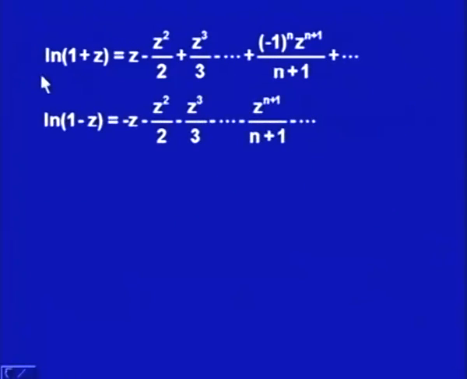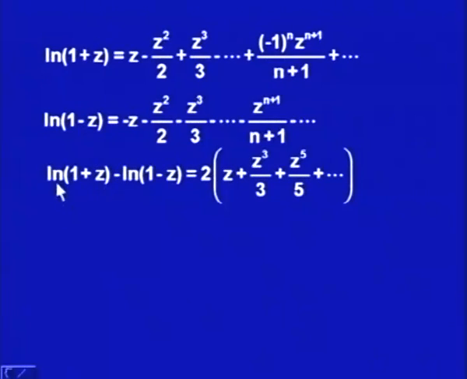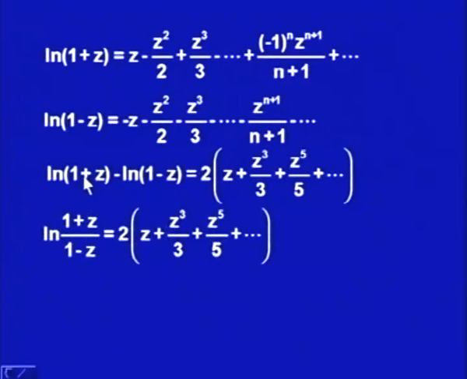Similarly, from this we can derive the Taylor series for the function ln of 1 minus z by replacing z by minus z in this series. So, we will have the series with all negative terms. So, if I subtract the two series, then it is ln of 1 plus z minus ln of 1 minus z is 2 times z plus z cube by 3 plus z 5 by 5 and so on. And this expression can also be written as ln of (1 plus z) over (1 minus z) is equal to 2 times z plus z cube by 3 plus z 5 by 5 plus and so on.